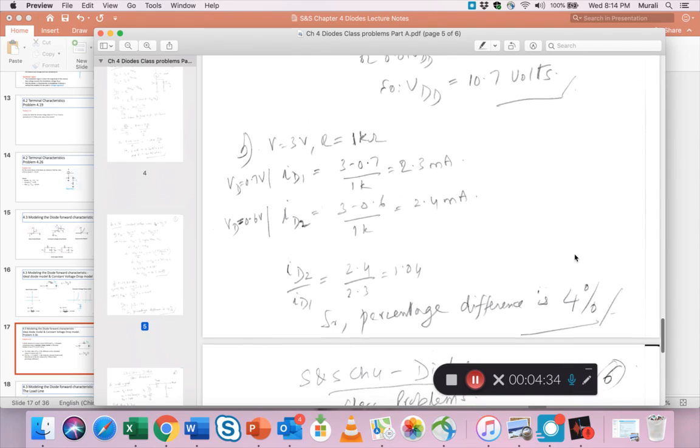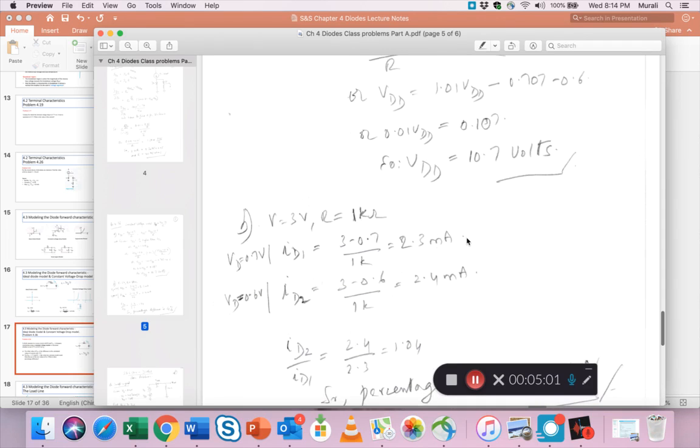Part B, now he's given us some values, right? He's got a 3 volt source and he's got an R of 1K. So he says, tell me what the difference in currents will be if I went with either 0.7 or 0.6 as the VD. So if you plug in those, you will notice that the two currents come out to be 2.3 and 2.4. So the difference is slightly higher, 4%. Okay, so that was that problem.